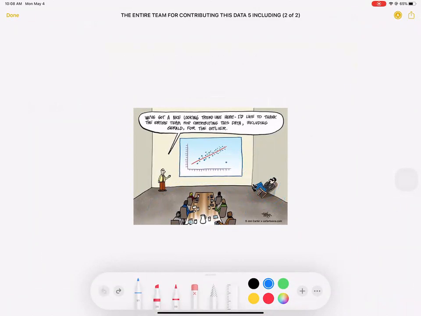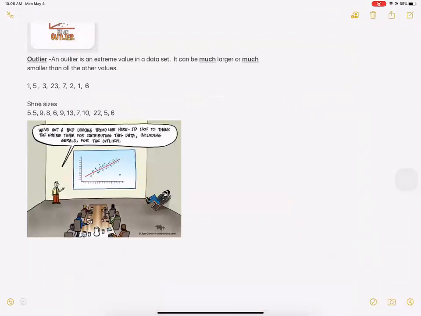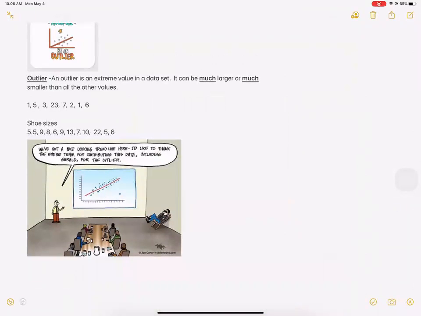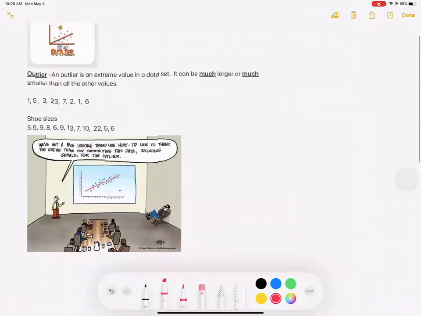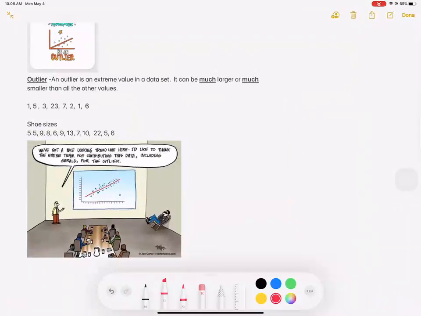Okay, so outliers happen. So let's look at a couple examples here. My first example is 1, 5, 3, 23, 7, 2, 1, 6. Okay, so which of these numbers stand out majorly? That number looks like 26. No, I mean 23, right? That number is way out there. It is much larger than the rest of the data.